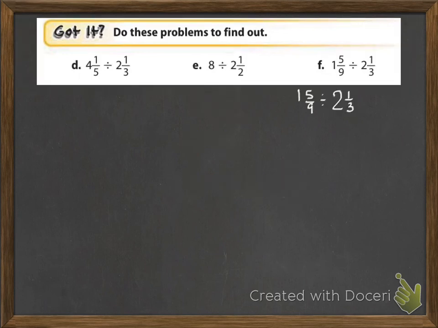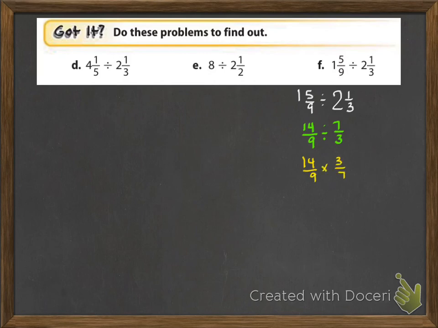Right, so now we have 1 5/9 divided by 2 1/3. So 1 5/9 we're going to change to an improper fraction. 9 times 1 is 9, plus 5 gives us 14/9 divided by 2 times 3 is 6, plus 1 is 7/3. Now we're going to keep flip change, so we have 14/9 times 3/7.